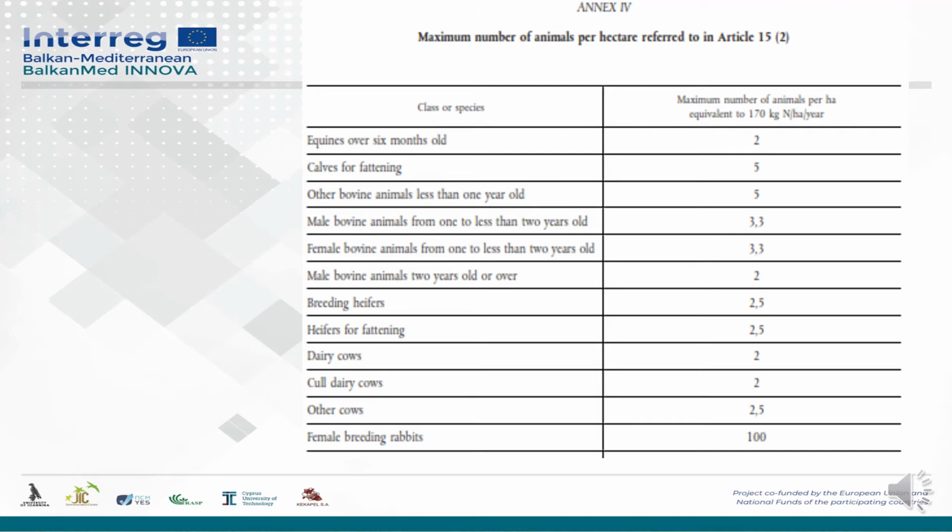Breeding heifers for fattening, they are allowed 2.5 heads per hectare. Dairy cows, 2. Cull dairy cows, 2. Other cows are 2.5. And female breeding rabbits are allowed 100 heads per hectare.